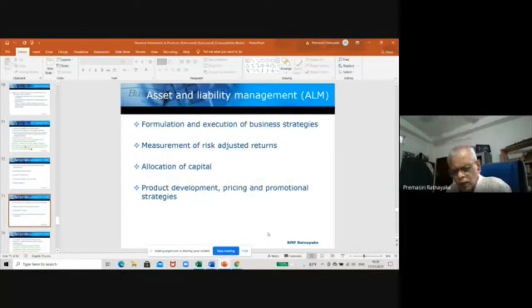The capital allocation should be to the appropriate profitable areas. The business activities need capital. So higher return business activities would naturally be financed or allocated more capital. Then product development, pricing and promotional strategies are also directed to serve the business strategic objectives.